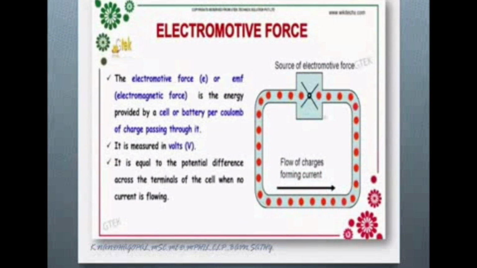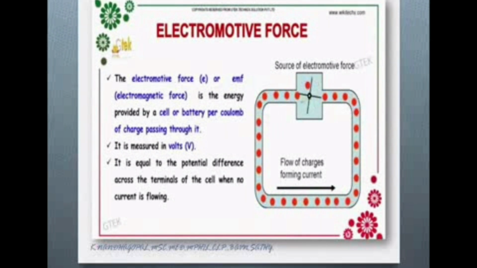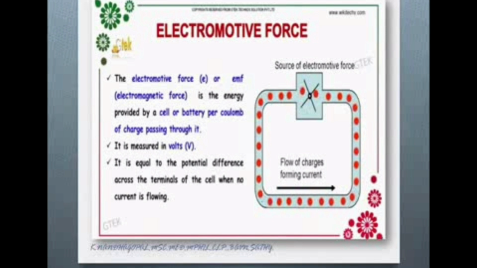Now you can see that the electromotive force, or EMF, is the energy provided by a cell or battery per coulomb of charge passing. It is measured in volts. It is equal to the potential difference across the terminals of the cell when no current is flowing. The source of the electromotive force is connected to the battery, so current is flowing like this.